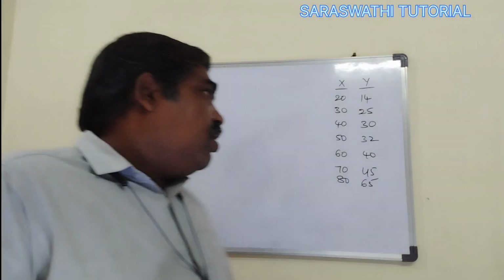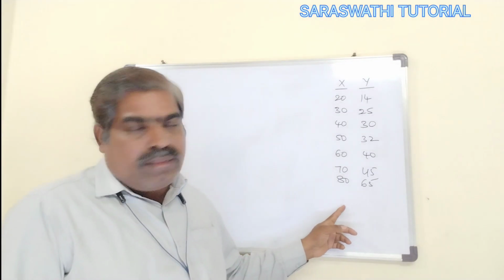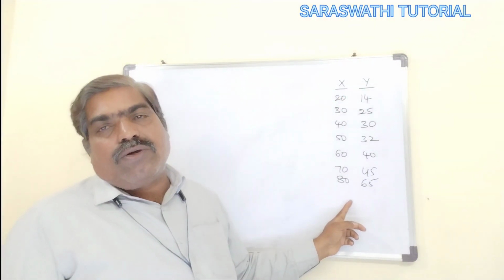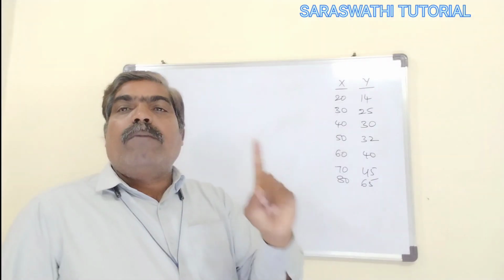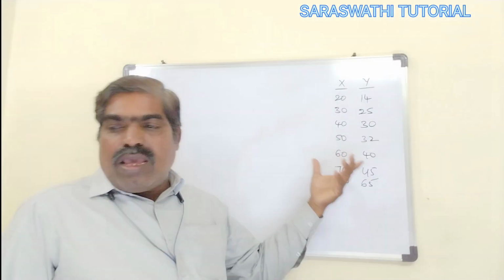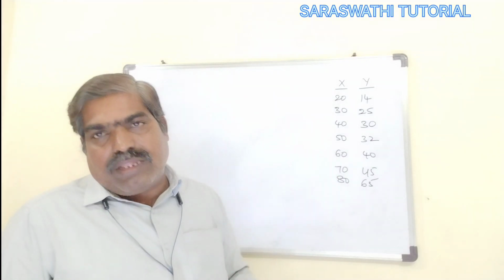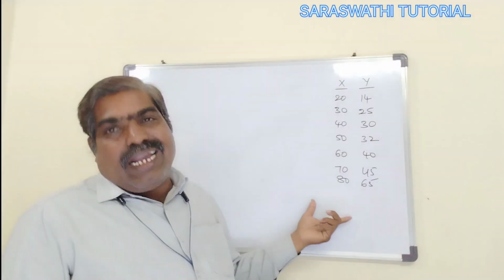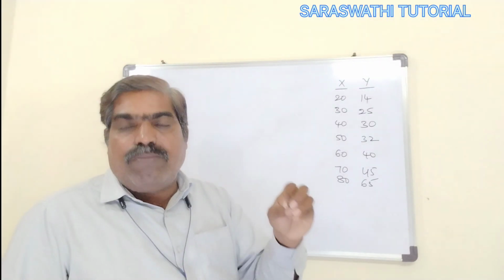And already in the last class we discussed the same problem, how we calculate the correlation by using the actual mean method. Now I am explaining the same problem by using the assumed mean method. Last time we learned the direct method. Now the indirect, which is called the assumed mean method.